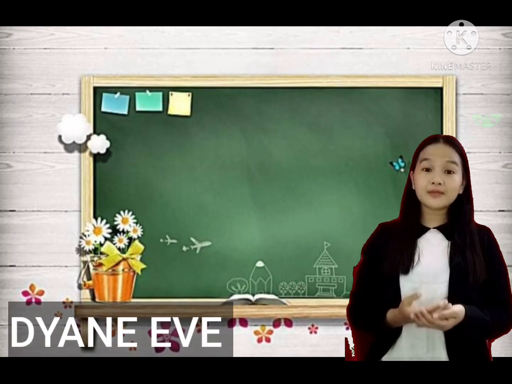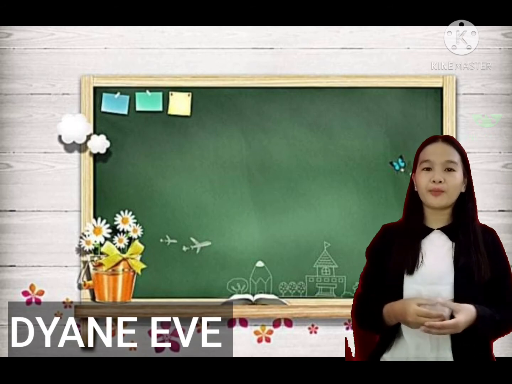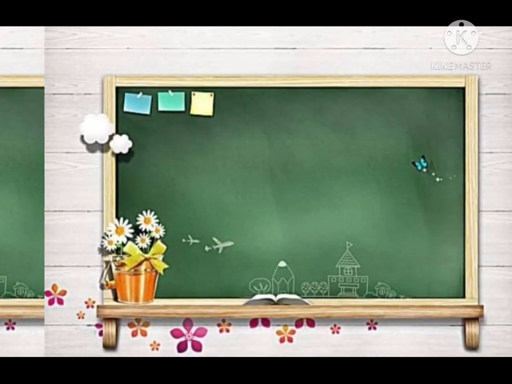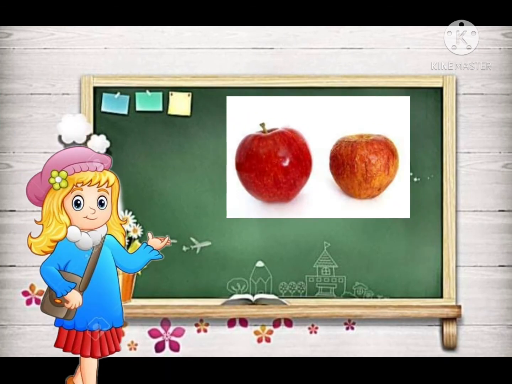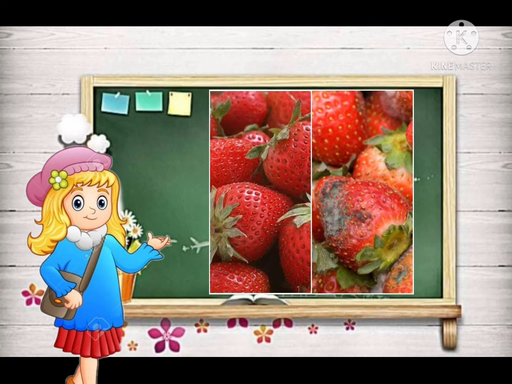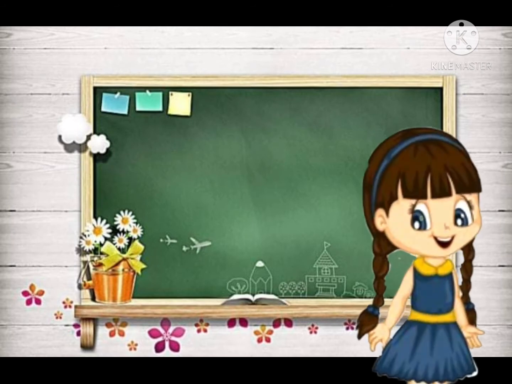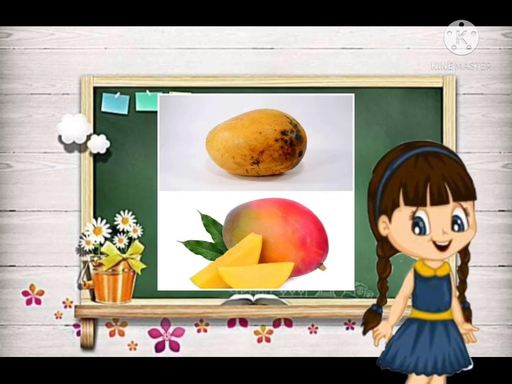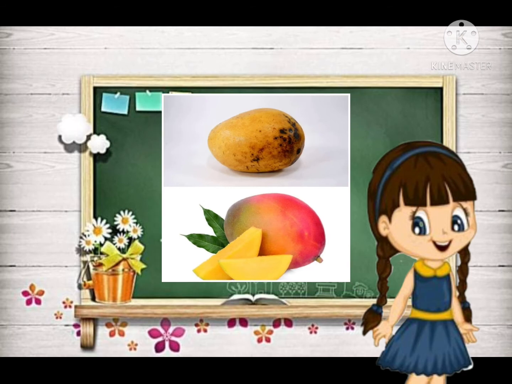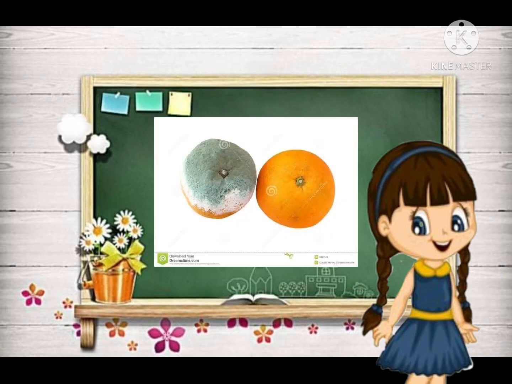So students, possible answers will be shown using a PowerPoint presentation. The other apples look fresh while the other apples look rotten. Some strawberries look reddish and healthy to eat, while the other one looks brown and already expired. The other mango is clean, while the others look dark. The other orange is good and pleasant to the eye, good to eat, while the other one is not.